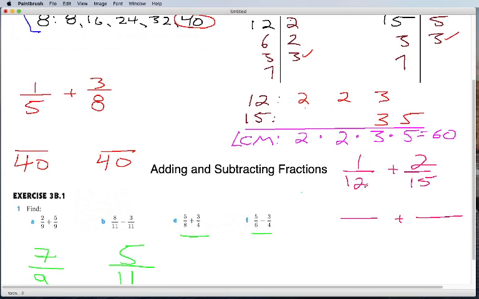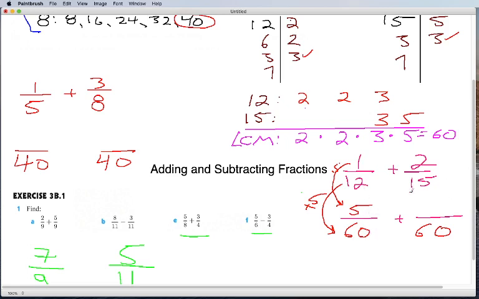Well, I want to go 1/12 plus 2/15. And now I know that my common denominator here is 60 and 60. So the last step is, well, how do I go from 12 to 60? So you have to use your calculator if you need to, and you'll realize if you go 12 times 5, you get 60. So what I'm going to do is take the numerator and also multiply that by 5. So 1 times 5 is 5. So there we go. 1/12 is equivalent to 5 over 60.